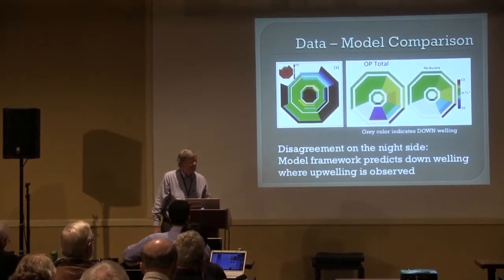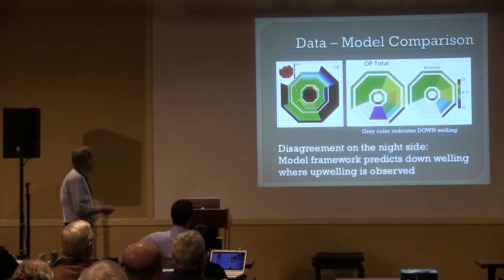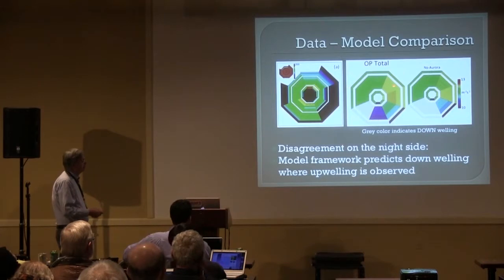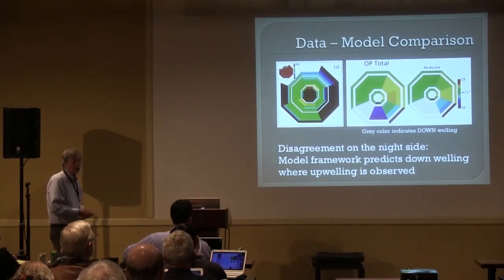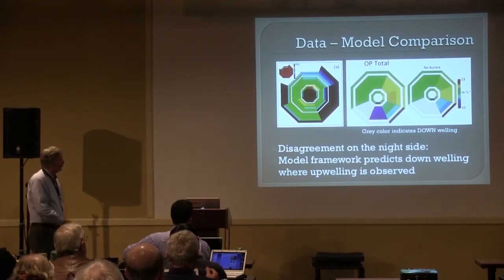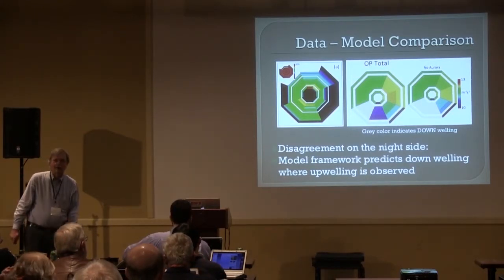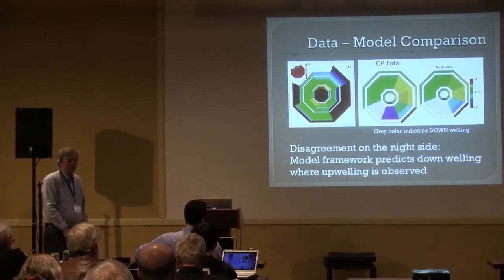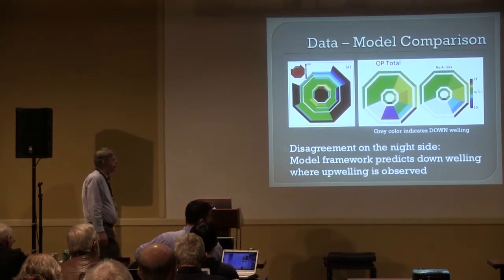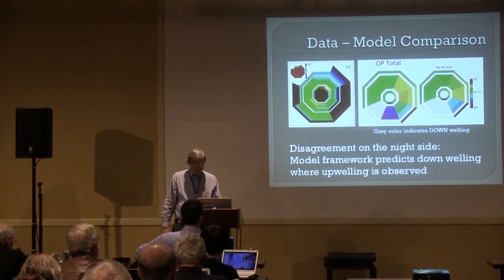So we do that, and this is the data again, and this is with the OVATION Prime model here, and this is with no aurora. And this is gross disagreement. This gray stuff here at 2100 is downwelling, and the data in that sector are upwelling. So there's some missing energy that's not captured in our model framework. So what is it?